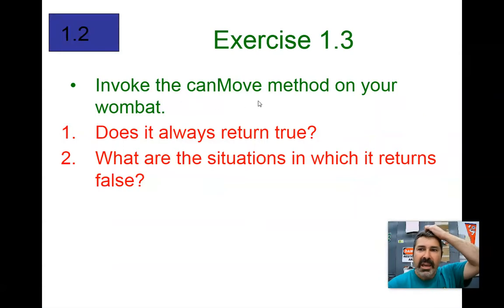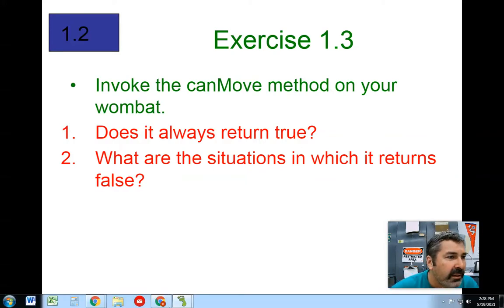Okay, so invoke the can move method on your wombat. Does it always return true? What are the situations in which it returns false? I want you to figure out how to make the can move method return false. So right here, if I click on, where's can move?